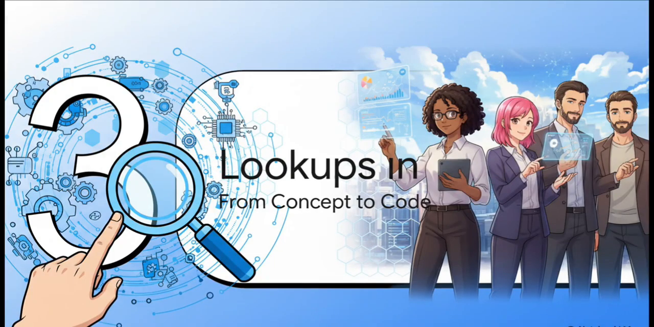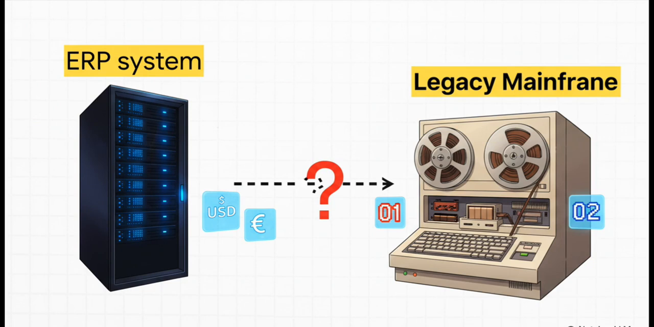Okay, that all sounds great in theory, right? But what does this actually look like in the real world? Let's stop talking and actually see this thing in action. We're going to use a classic integration challenge, mapping currency codes. Your modern ERP system uses standard codes, like USD and EUR. But your old legacy mainframe uses old school numerical codes like 01 and 02. You've got to translate between the two.